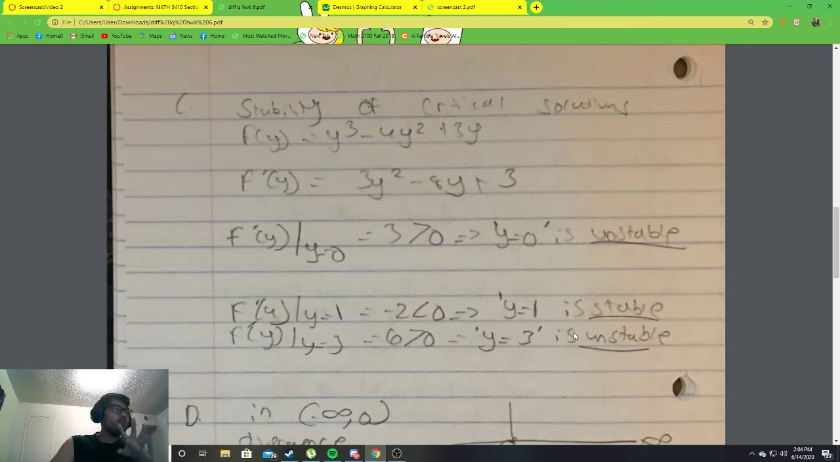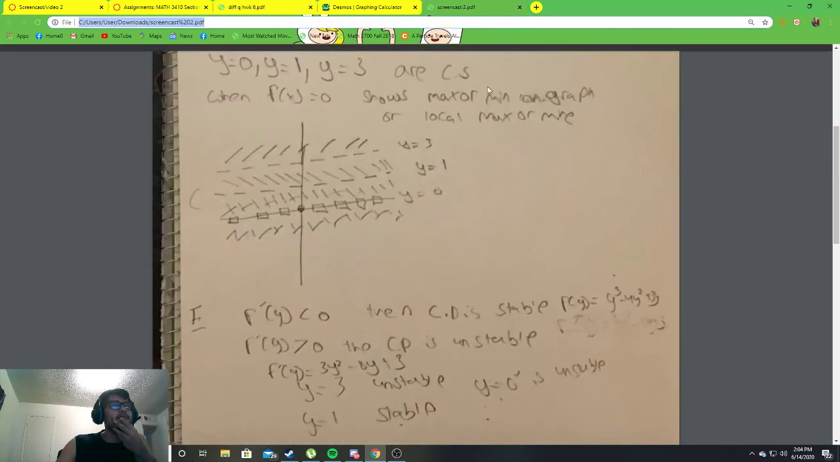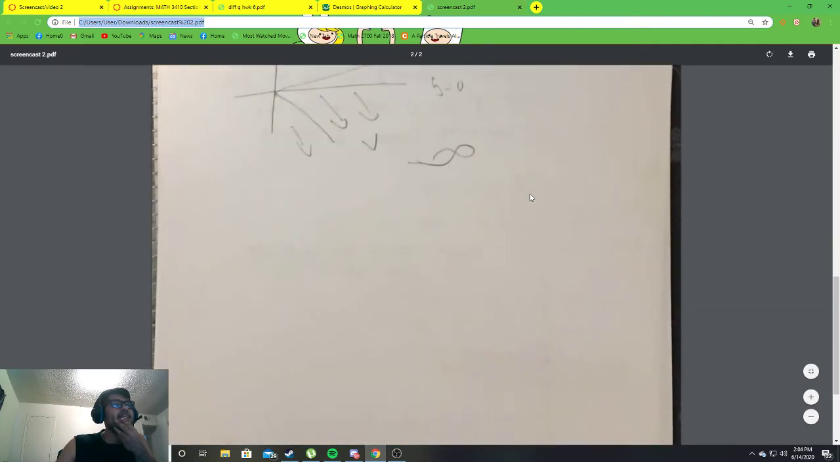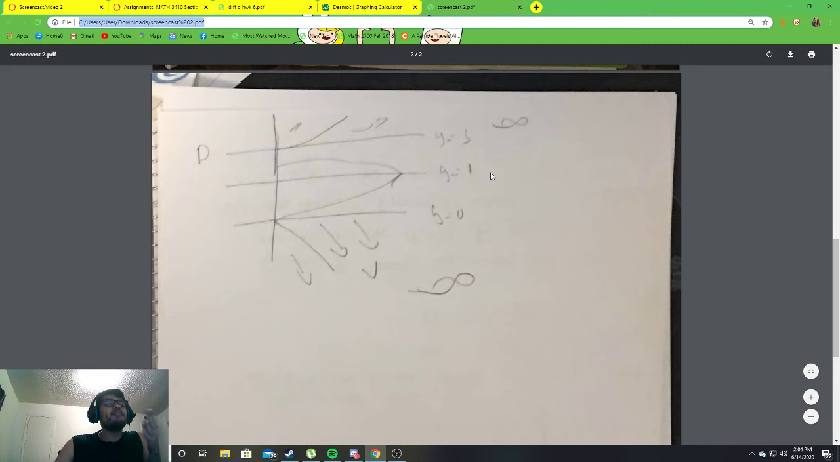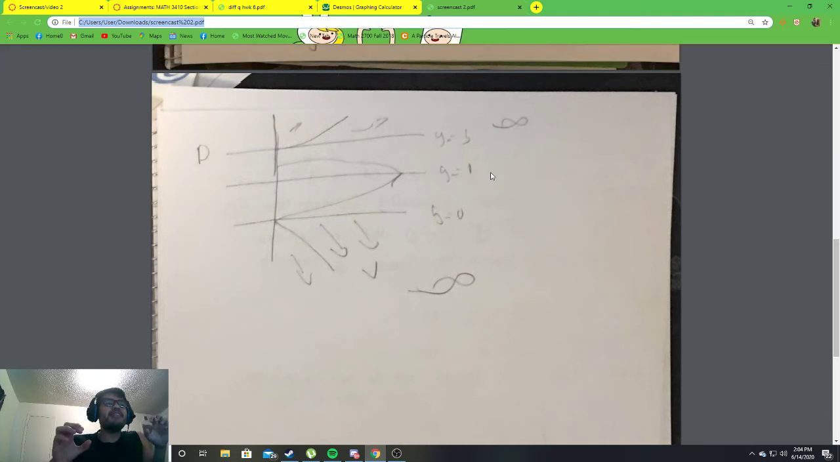So how is that going to help us? It helps us right here. Because remember I said if it's unstable, it's going away. When it's stable, it's going in. So y equals 3 was unstable. It's going out. And then by finding that, I put the limits. So it's unstable, going to infinity. And right here, y equals 1, it's going in, so it's going to eventually hit 1 going in. And then finally, y equals 0, it was unstable, so it's going down towards negative infinity.